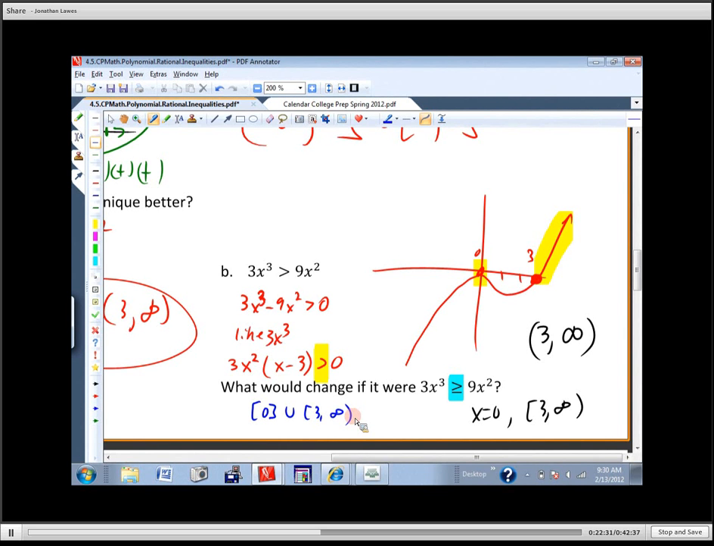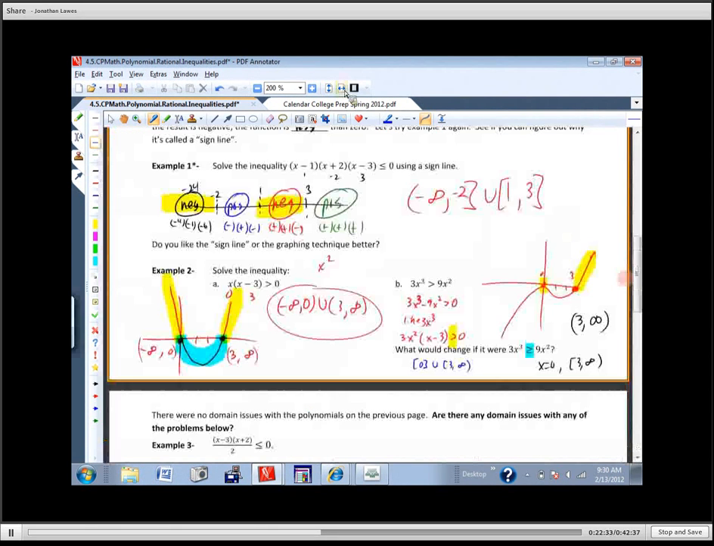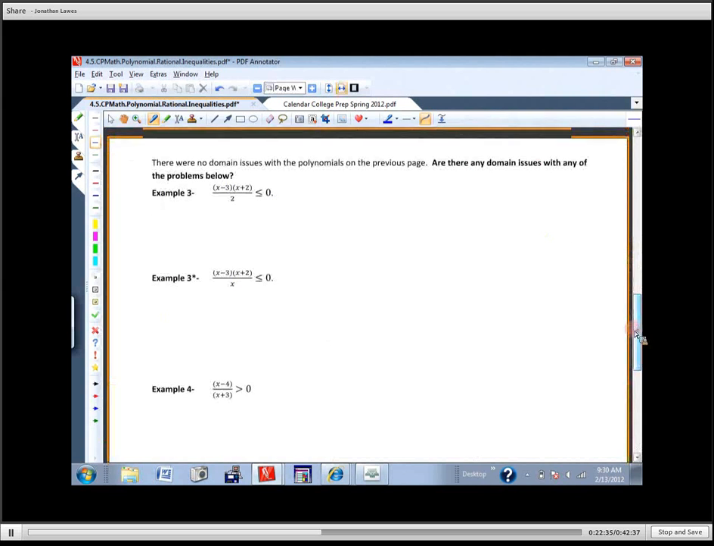Okay, flip the page over. Let's take a look at the interesting ones. On the first side of this paper, they were all polynomials. We love polynomials because they're nice and easy to graph. They're nice and smooth. They got a lot of nice features. They're based on power functions that we're pretty familiar with. They don't have any domain issues. You can plug in anything you want and you can get out anything you want, pretty much.